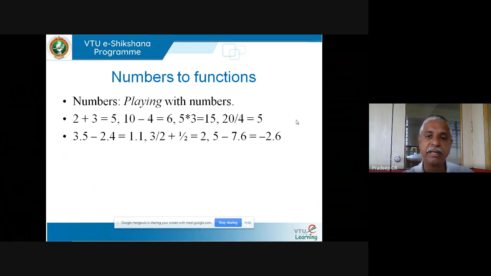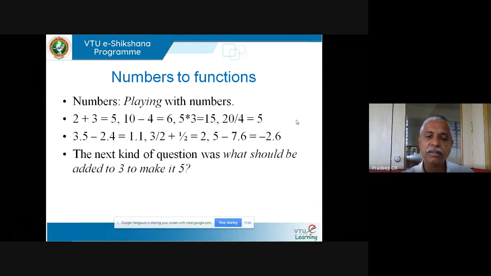Playing around means, again, let me tell you, given two numbers, I know how to do something to them to get a new number or to get an answer. Something to the two numbers means maybe I'll add or subtract or multiply or divide. Of course, you also learn how to take powers and things like that. By that time, you are already in middle school or so, and you are coming to high school. Then the next kind of question which was asked was like this: what should be added to 3 to make it 5?